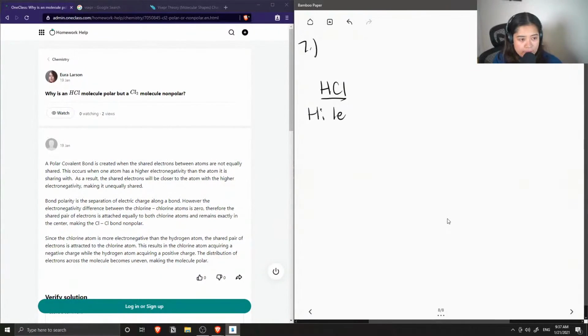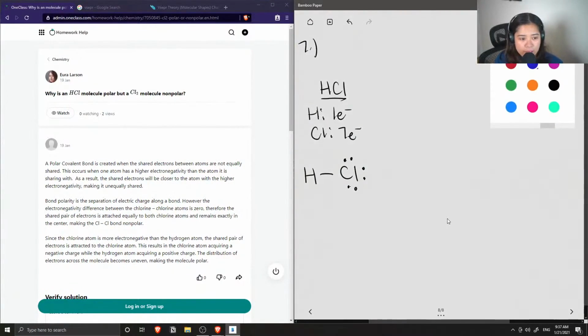Hydrogen has 1 electron, chlorine has 7. So its Lewis structure would just simply be hydrogen single bonded to the chlorine. And I can show all the lone pairs on chlorine as well.